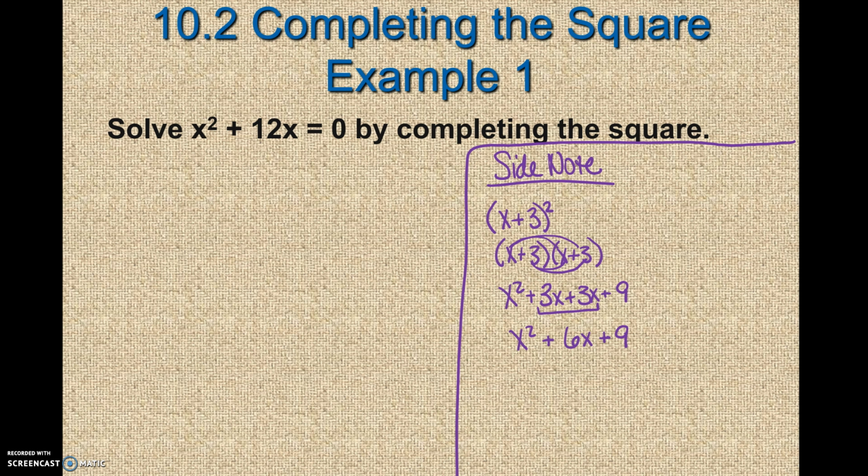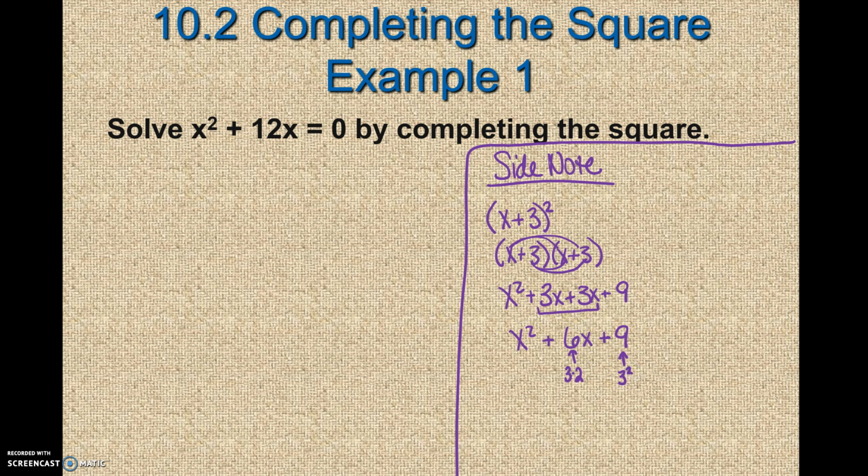This is called a perfect square trinomial. It's a perfect square trinomial because it comes from x plus 3 squared. That is a perfect square. I want you to see the relationship between the 3 in the perfect square and the numbers in the trinomial. So, how do you get 6 from 3? Times 2. How do you get 9 from 3? Times itself. So 6 is 3 times 2, and 9 is 3 squared.